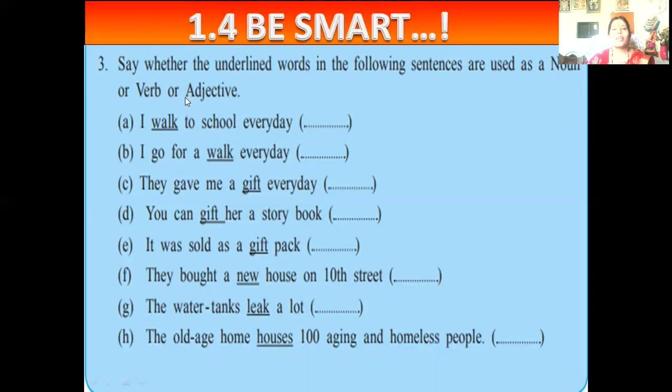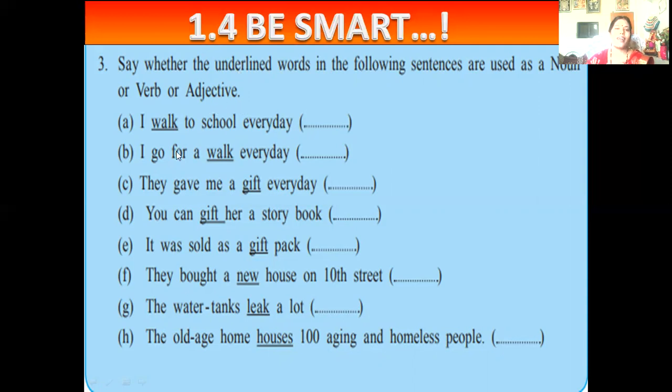Number three, this is the activity. Say whether the underlined words in the following sentences are used as a noun or verb or adjective. Here, in this sentence, the underlined word is walk. You have to identify whether it is used as a noun or verb or adjective. Number one, I walk to school every day. Look at this underlined word, walk. You have to write in your notebook.